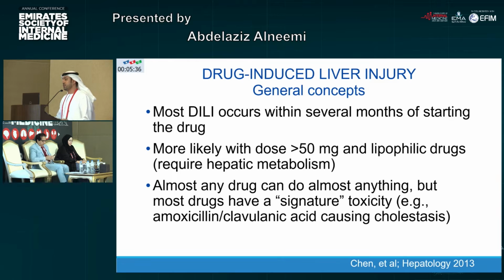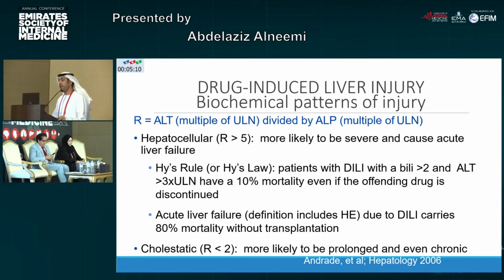So drug-induced liver injury, general concept: most commonly occurs within several months of starting the drug, more likely with doses of more than 50 milligrams, and lipophilic drugs that require hepatic metabolism. Almost any drug can do almost anything, but most drugs have a signature toxicity. For example, Augmentin causing cholestasis. So in drug-induced liver injury, for biochemical patterns of injury, you have to look for R, which is ALT divided by ALP.